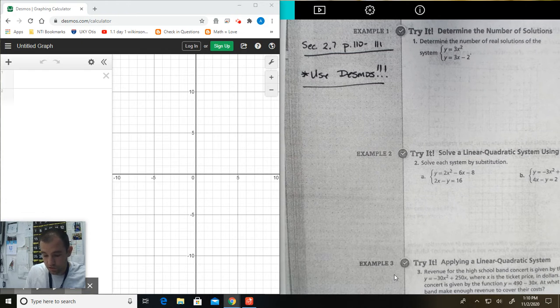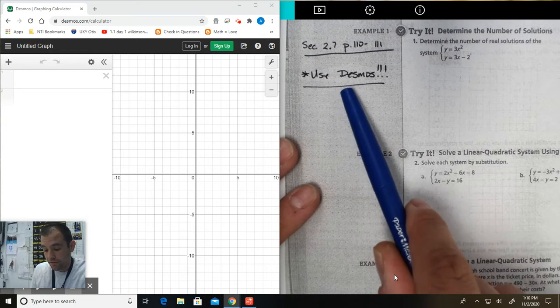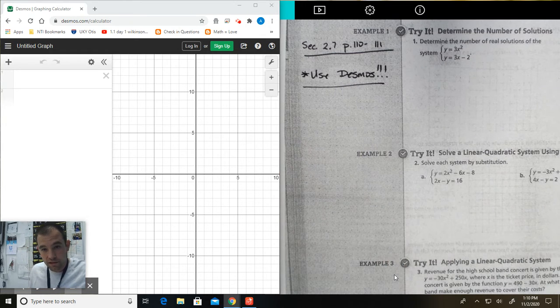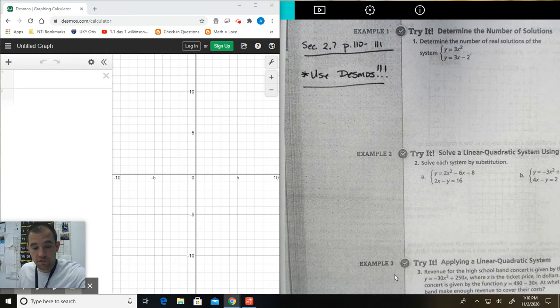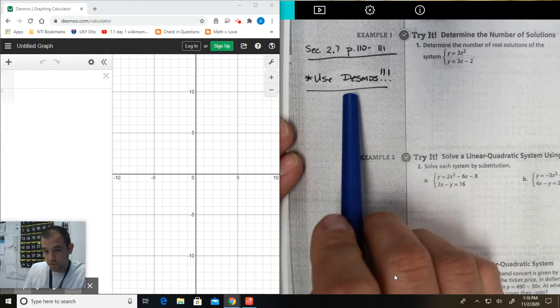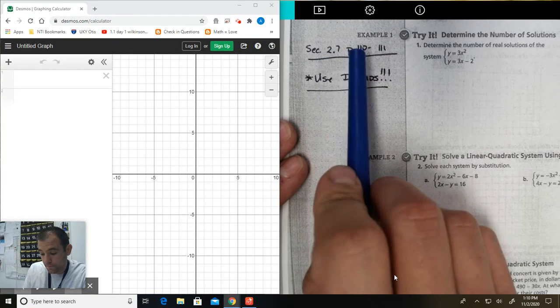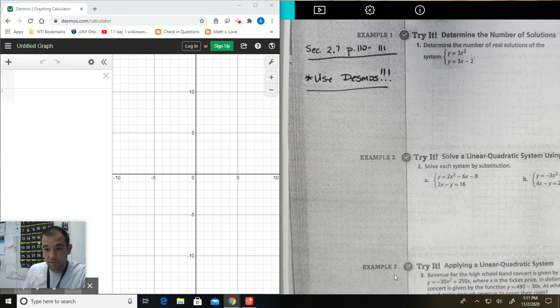Today we're going to talk about how to solve a linear and quadratic system. So system meaning there's two equations in one problem. And one of them is linear, so it's a straight line, and one of them is a quadratic, so it's a parabola, either an n if it's negative or a u if it's positive. You will have to have Desmos open for this lesson. It'll make your life so much easier. I even wrote on here to use Desmos. This is section 2.7, pages 110 and 111 in your workbook.